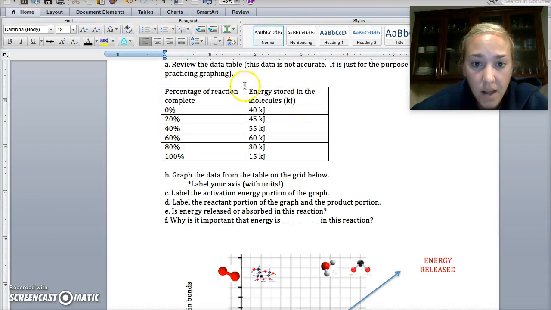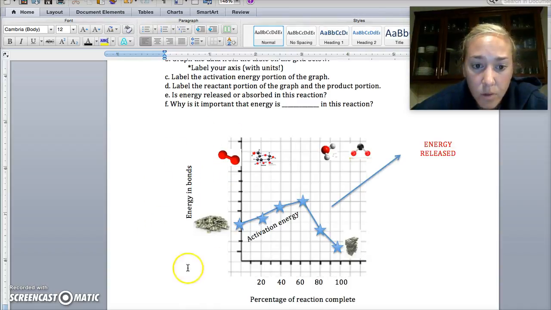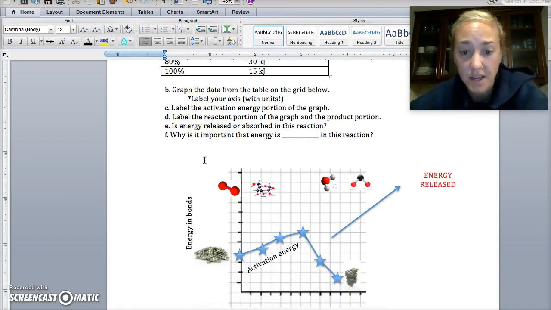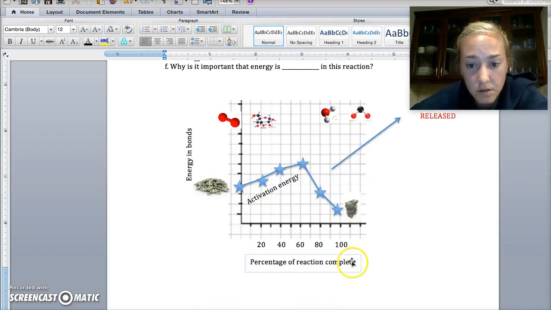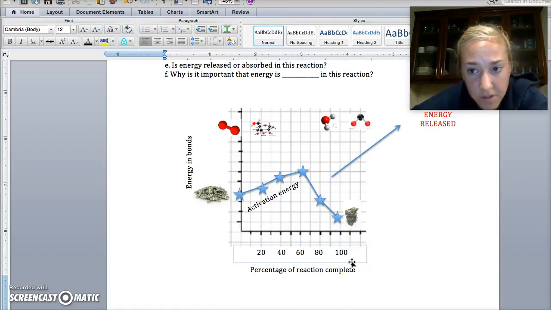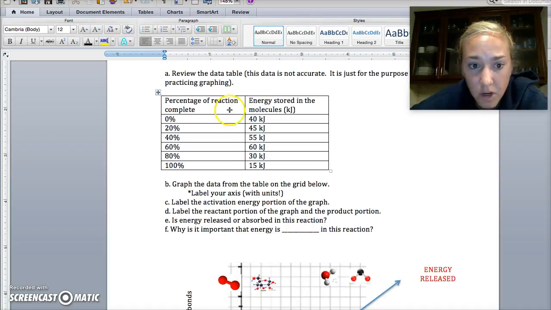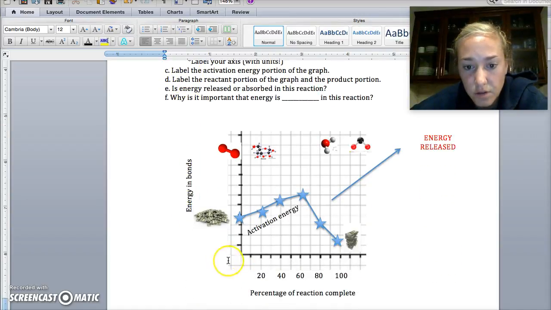We said in class the energy stored in the molecules is always going to be on the y-axis. So right away, you always want to put energy here on the y-axis. We always know that percentage of reaction complete is going to be on the x-axis, so I'm going to put that down here. Then we have to set up the scale for our axis. That just basically means writing in the numbers. So I'm going to go by 20s down here on the bottom because that's what we go by here, and it's uniform, right? We go 20, 40, 60, 80, 100 down on the x-axis.